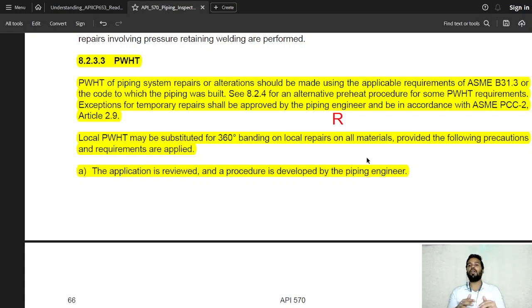To relieve the material or to bring the material back to its original condition, we would generally do post-weld heat treatment, that is heat treatment after welding. So PWHT or post-weld heat treatment of the piping system repairs or alteration should be made using the requirements of ASME B31.3 or the code in which the pipe was built. See 8.2.4 for alternative preheat and procedure for some post-weld heat treatments. Exceptions to temporary repair shall be approved by the piping engineer in accordance with ASME PCC-2.